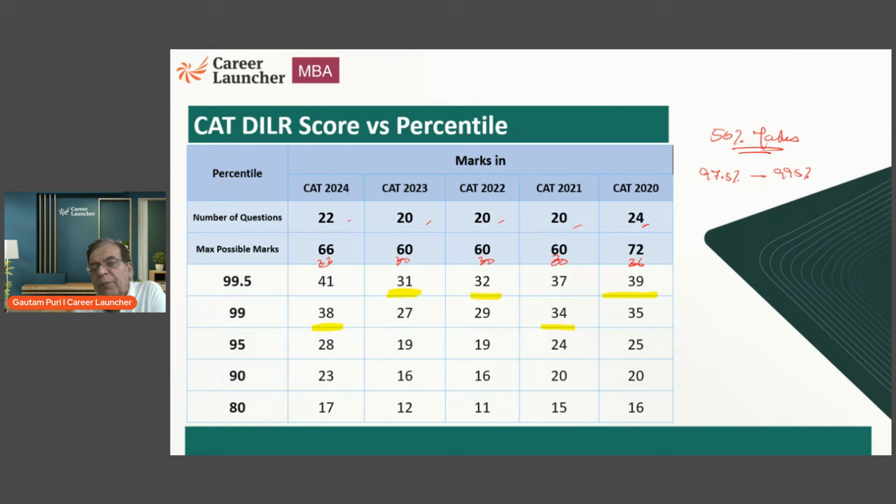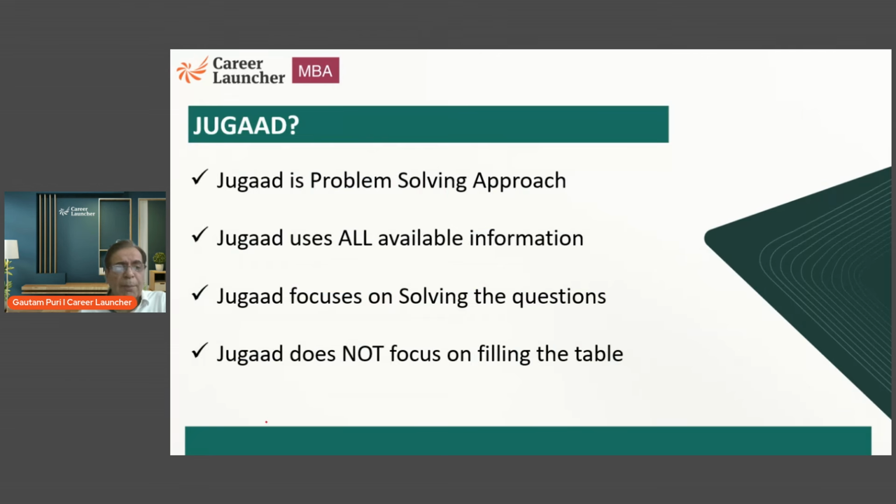And which is why the Jugaad methods that we do are extremely useful, because they will help you attempt at least one extra set in the paper, and that will help you zoom to a 99.9 odd percentile. If you are doing 3 sets right now, you'll be able to do 4. If you're doing 2, you'll be able to do 3. So you'll definitely be able to attempt one extra set, because the time you'll save will allow you to do one extra set. Okay. So let's look at the approach that we follow.